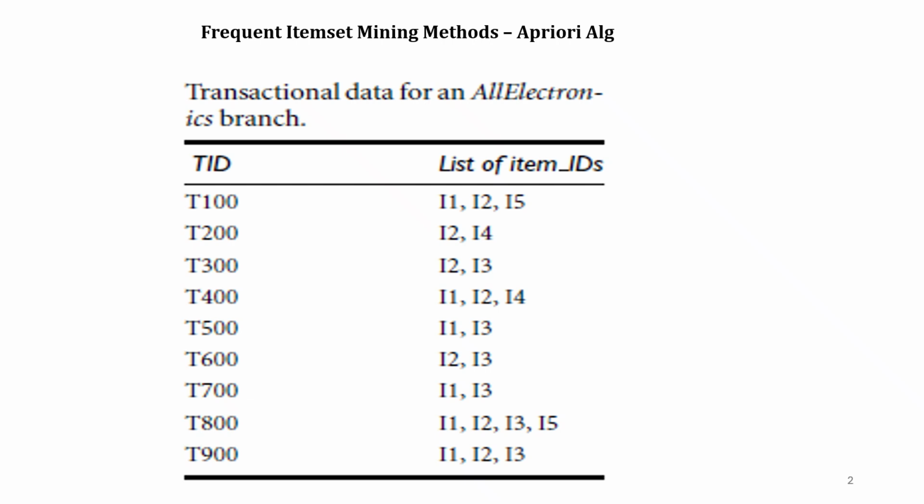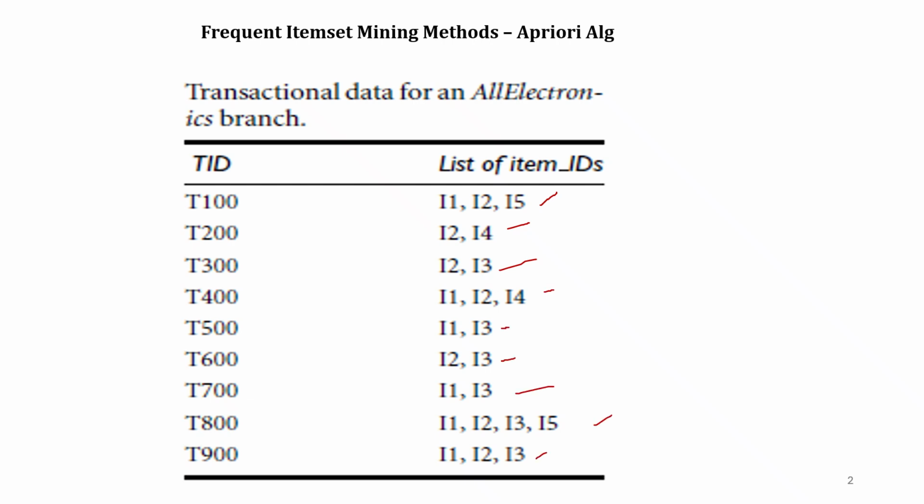So in this problem we have 9 transactions: T100, T200, T300, T400, T500, T600, T700, T800, and T900. And under each transaction, you have some list of items. So for T100, I1, I2, I5, each is considered to be an item. So in T100, we have I1, I2, I5. In T200, I2, I4. Likewise, till T900, we have I1, I2, I3. So these are all the different items that are found in every transaction.